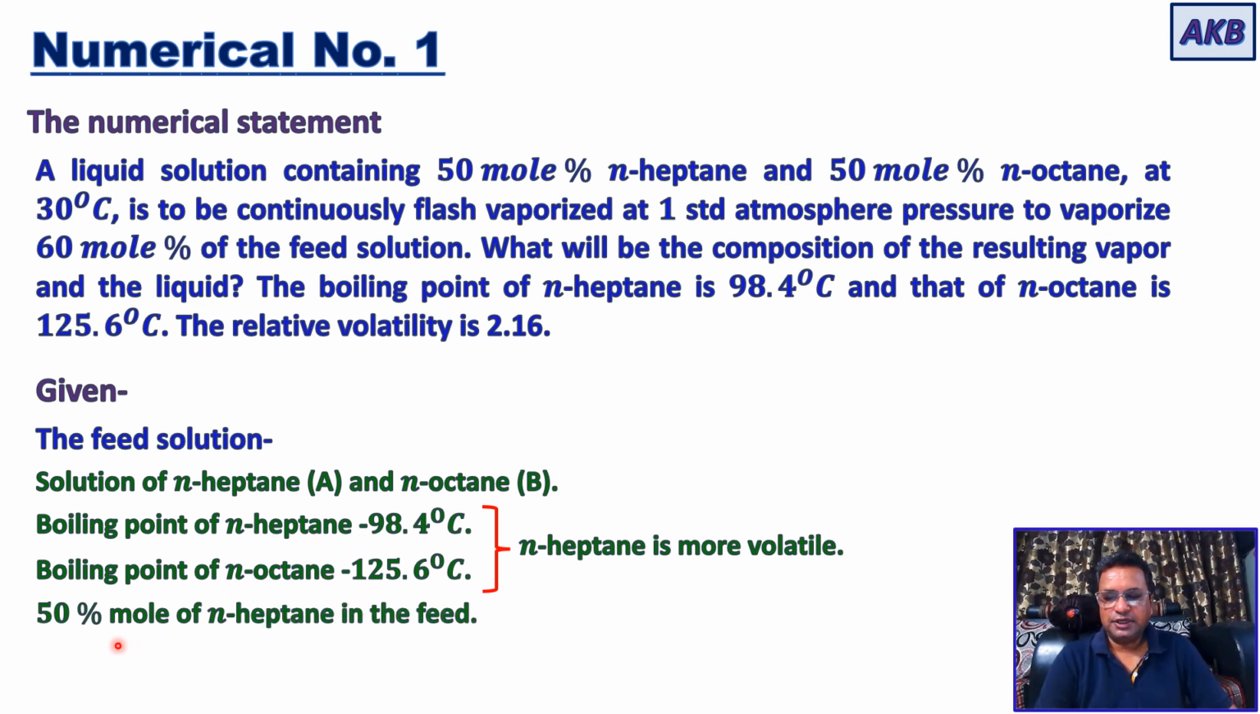Then the feed contains 50 mole percent of N-heptane, which means that XF, the mole fraction of the more volatile component in the feed, is given to us. It is 0.5. I have converted mole percent into mole fraction by simply dividing by 100. That's why I get XF is equal to 0.5.